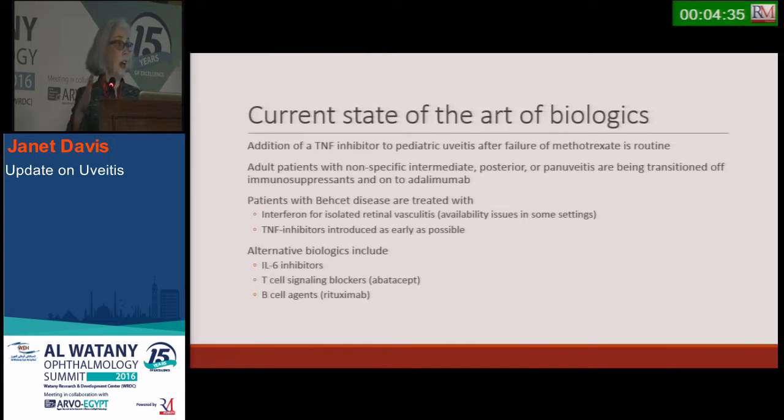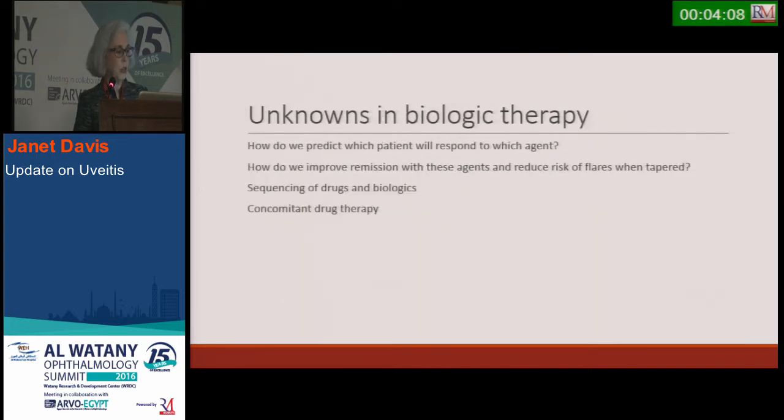It's routine now that I have access to adalimumab, that it's approved for me to be taking patients with persistent active intermediate posterior panuveitis off their agents, their medical treatments, and adding or substituting adalimumab. Patients with Behçet disease, I said, are often treated with TNF inhibitors, sometimes with interferon, and there's a large number of alternative biologics if the TNF inhibitors don't work, which they don't in about 20% of patients.